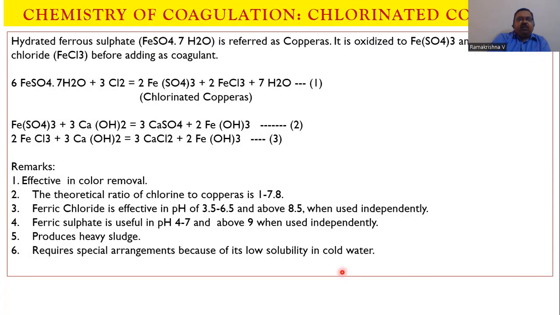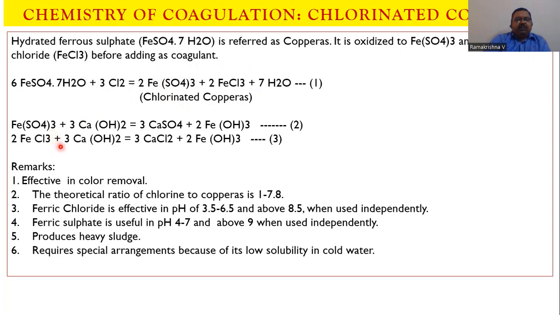Now let us look at chlorinated copperas. Chlorinated copperas is the general term, but the chemical name is hydrated ferrous sulfate, FeSO4·7H2O. It is oxidized to ferric sulfate and ferric chloride before being added as a coagulant. In the reaction you see here, the ferrous sulfate you are adding reacts with chlorine in the water, converting into chlorinated copperas. These two combined are nothing but chlorinated copperas. You have to add this combination for coagulation practices.